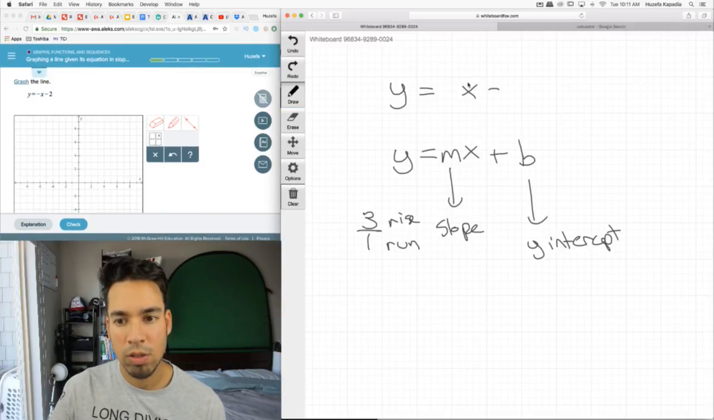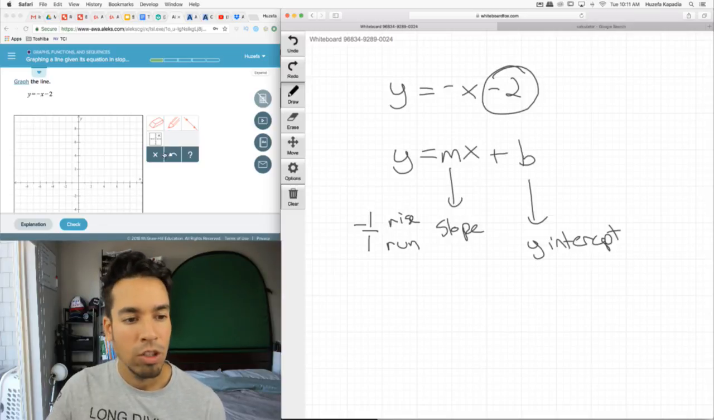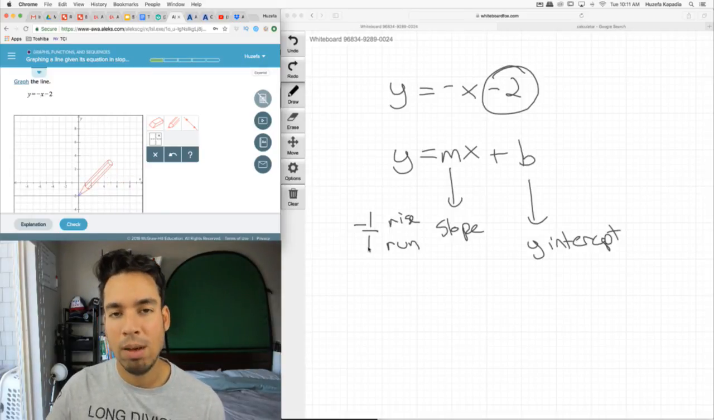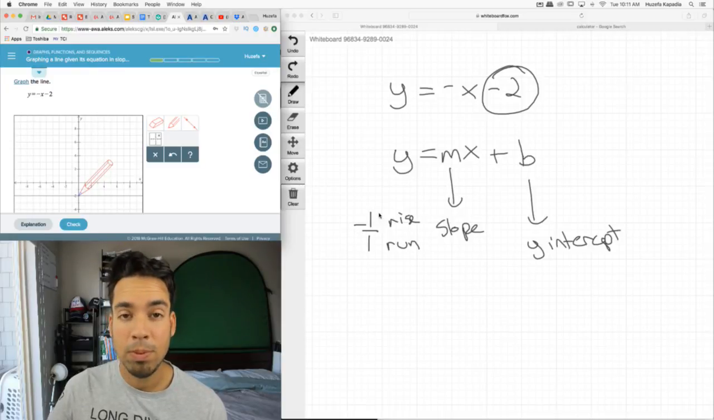Okay, next. We've got y equals negative x minus 2. So look now, my y-intercept is negative 2, right here. And my slope is actually negative 1, which we can again say as negative 1 over 1. So let's start with my y-intercept of negative 2. Boom. But now this is interesting because it's negative. So does that negative apply to both the top and bottom? No. Does it apply to the top or the bottom?